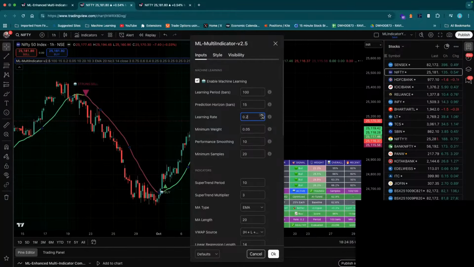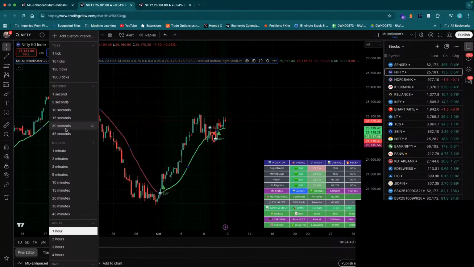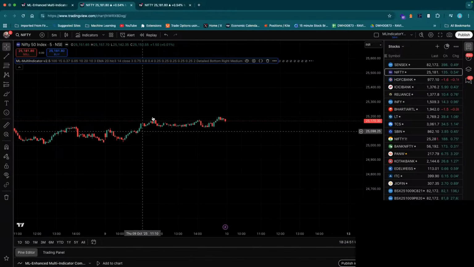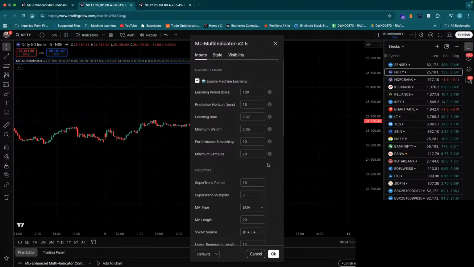As you can see, the indicator also changes here. In fact, you change this number, right? So the kind of signals that you get could be very different. On 1 hour, it's all right. So on 1 hour, you'll not get too many signals. But if you get on to, let's say, a 5 minute time frame, you will get to see too many signals if the learning rate is too high.